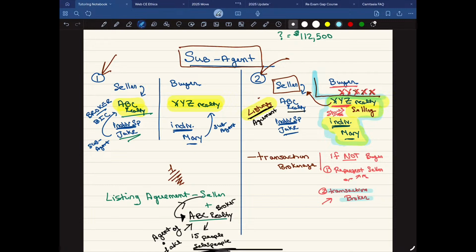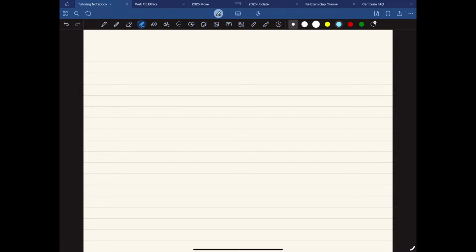You have another question. How can a broker do the best for the client if they are fiduciary for a buyer and the seller? Ah, that is an excellent question. So you're basically asking, how does dual agency work? Well, the first thing I'm going to tell you is that dual agency, right? This is what you're asking.